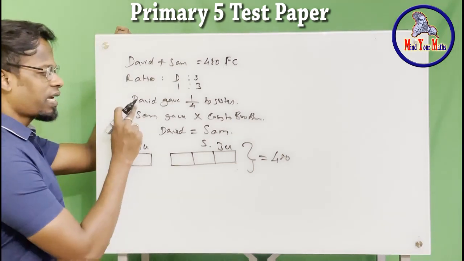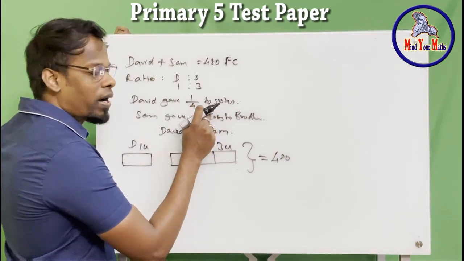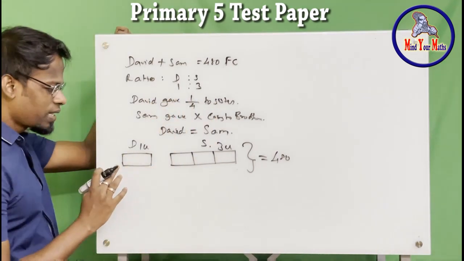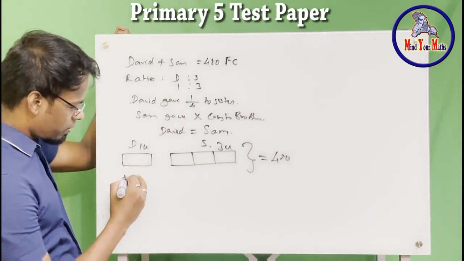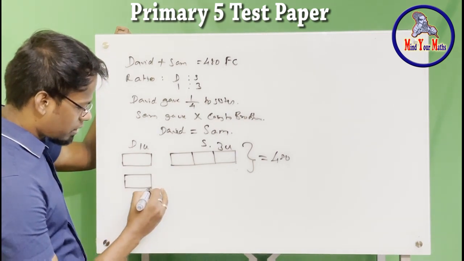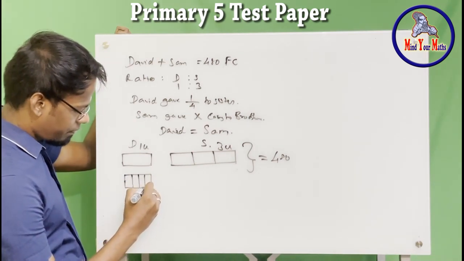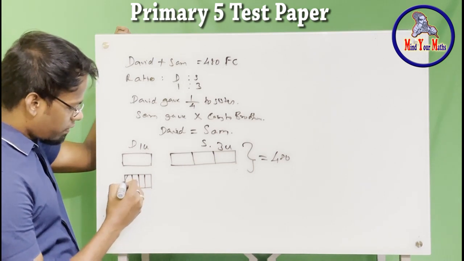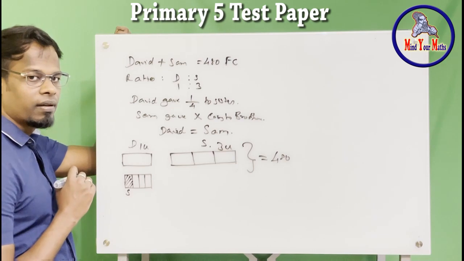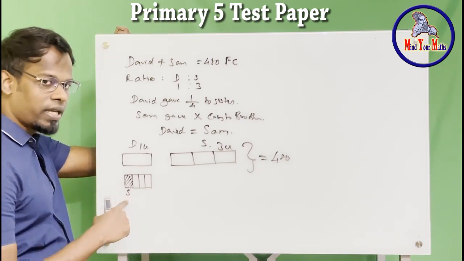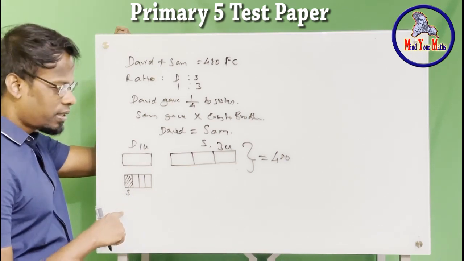Okay, so now the second one is given. David gave a quarter of the coins to his sister. What it means is that he broke this one into 4, right? He grouped this one into 4. Let me draw that as well. He split this into 4 and then gave 1 portion, 1/4, to his sister.